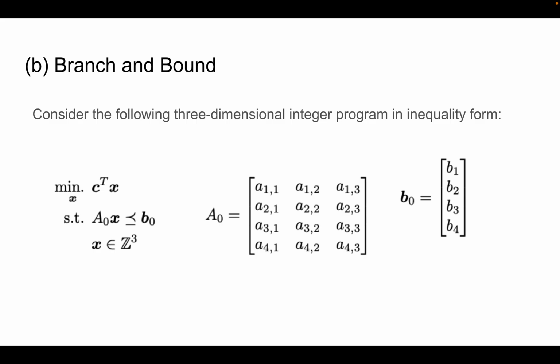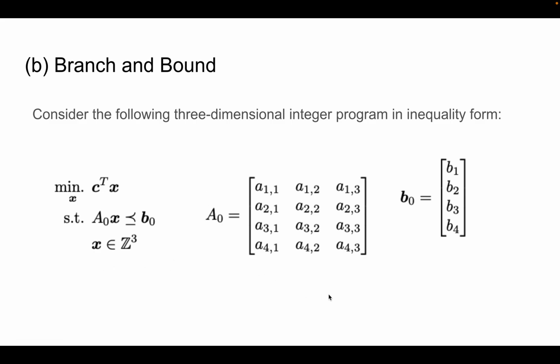Now we'll go through an example of branch and bound. So let's say we have a 3D integer program in inequality form, which is given the following setup. The setup should be familiar to you. One thing to note here is that since it's an integer program, we have this constraint that all x is going to be in the integer space, so a three-dimensional integer space.